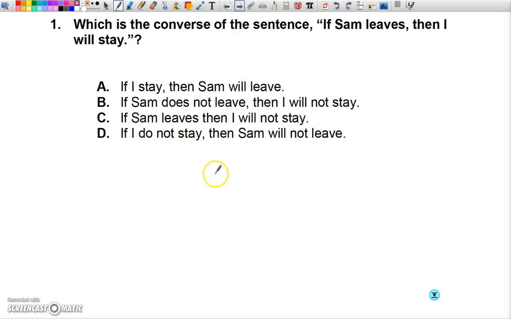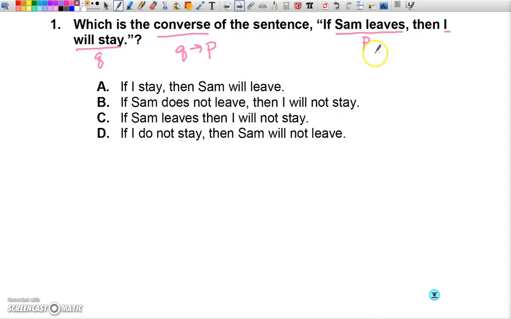So starting with this first one, what's the converse of the sentence? If Sam leaves, then I will stay. Well, since this is your if, that means Sam leaves is your P. Here's usually then, so I will stay is your Q. So what we are looking for, converse, is Q implies P. We want to switch it.